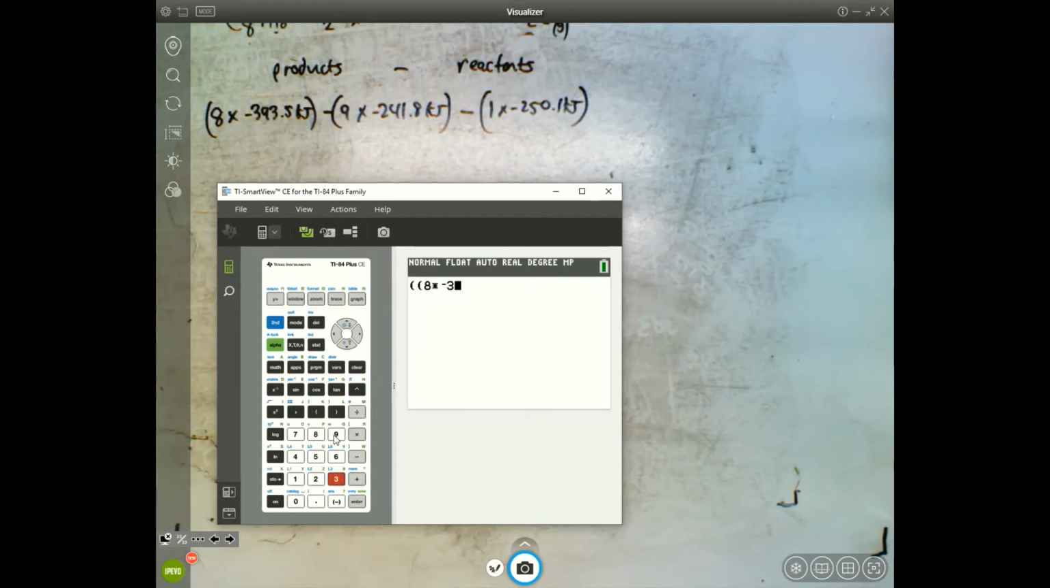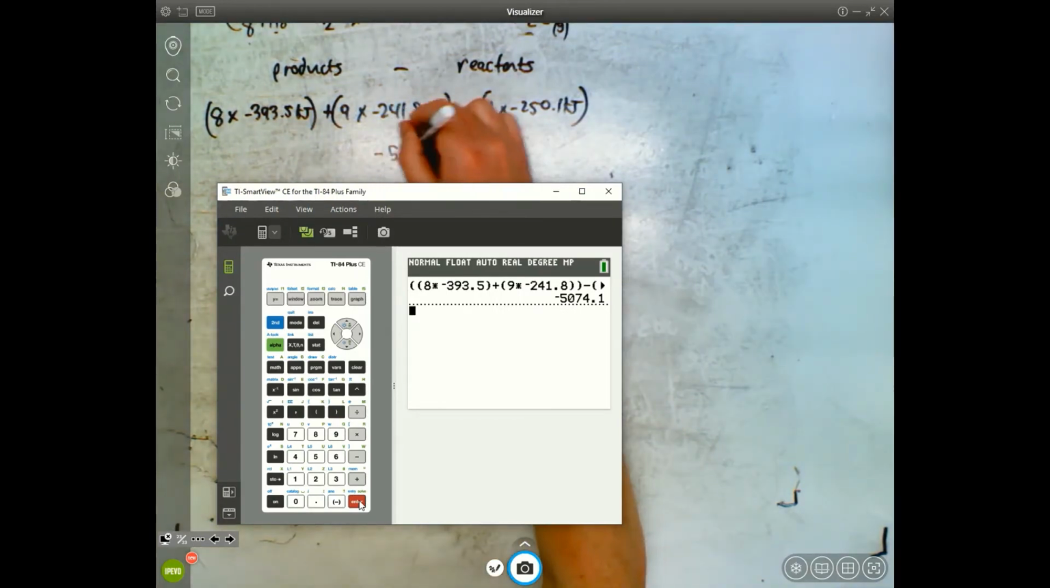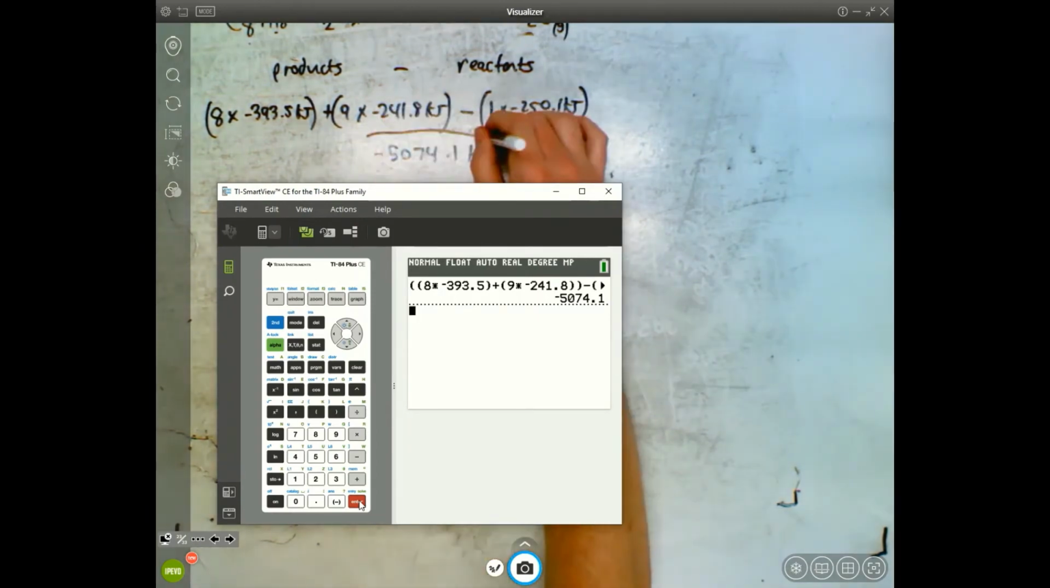8 times negative 393.5 plus, oops, this is minus, that should be plus. We add our products together. Plus 9 times negative 241.8. Close that double bracket, and then we're going to subtract it from 1 times negative 250.1. And we get the energy released from this reaction is negative 5074.1 kilojoules. So that's our energy released in our chemical reaction.